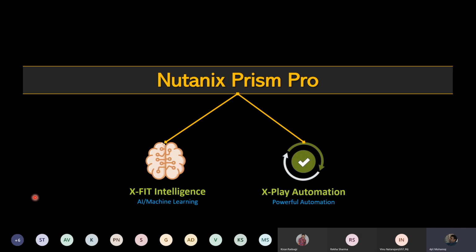So I do understand the baseline behavior, but in spite of that, if I realize that things are going way beyond the baseline behavior itself, then I want to be alerted. Then I want to do a certain amount of tasks. That's where the X-Fit intelligence and the X-Play automation work together. And we're going to see some of that in some of our demos.